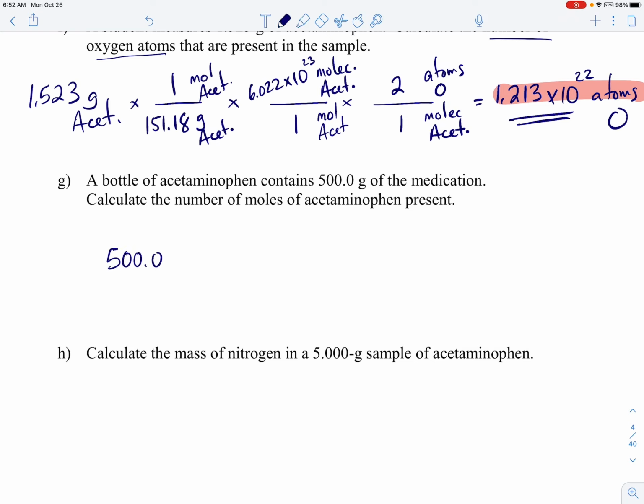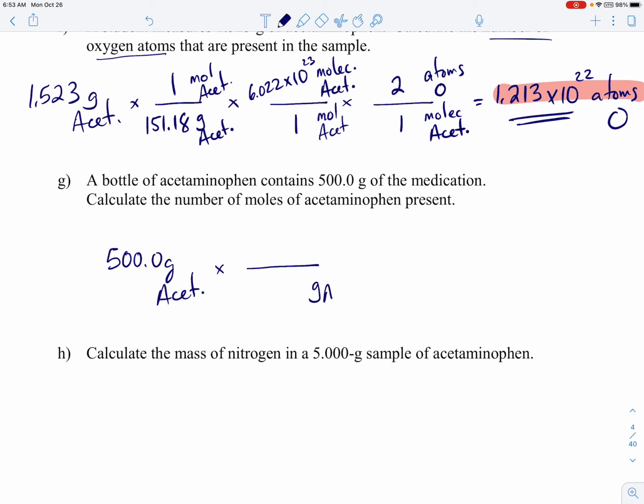So we have 500 grams of acetaminophen. How many moles are in there? Well, I know that the molar mass of acetaminophen is very close to 150 grams. That means a mole has a mass of pretty much 150 grams. It was 151.18. So just doing some mental math, if I've got 500 grams of acetaminophen, I definitely have more than 1 mole. In fact, I have a little bit more than 3 moles. So I'm expecting the answer to be a little bit bigger than 3. So let's see if we get that answer.